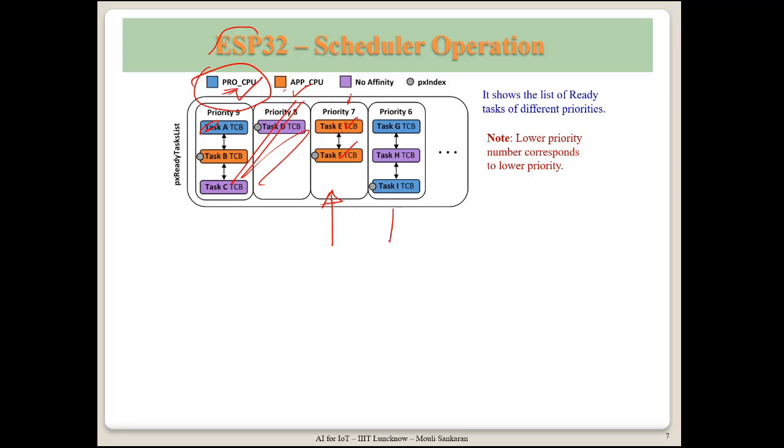So what will happen? The scheduler will skip to the next priority. Remember, even though a higher priority task meant to run on the app CPU is ready and waiting to get a CPU, it may not be picked, and a lower priority task, priority 6, which may not even have affinity, will be picked up to run. That means it is not strict priority scheduling happening here. It depends on whether you have pinned some application to some core, and if that core is not available, you cannot help it.